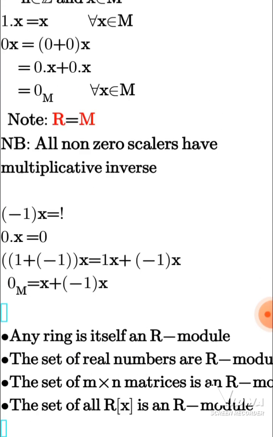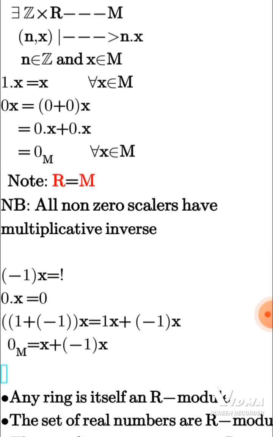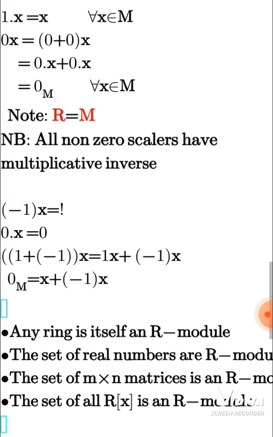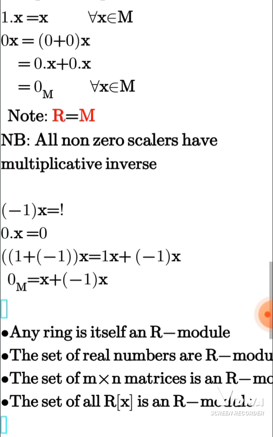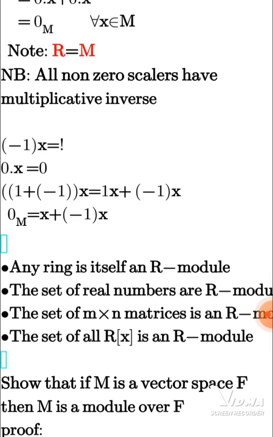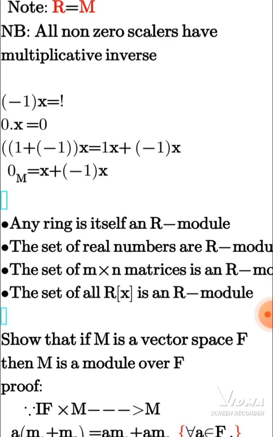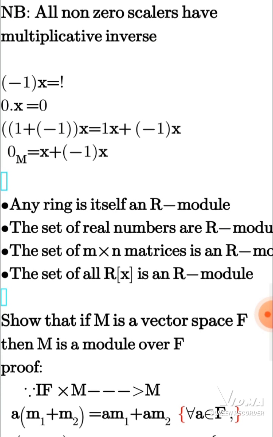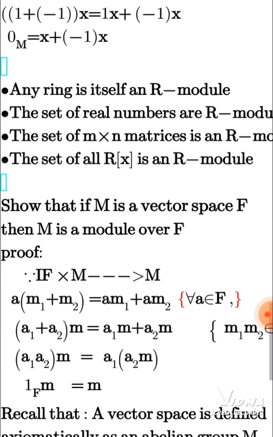Now there are some important things that you should be able to prove, and in the next video I'll be dropping this proof as well. Any ring itself is an R module. That is, when R equals M, it simply means that a ring in itself will be represented as R subscript R. You understand? So any ring itself is an R module. Now the set of real numbers is also an R module. The set of m times n matrices is an R module too, and the set of all polynomials is also an R module.